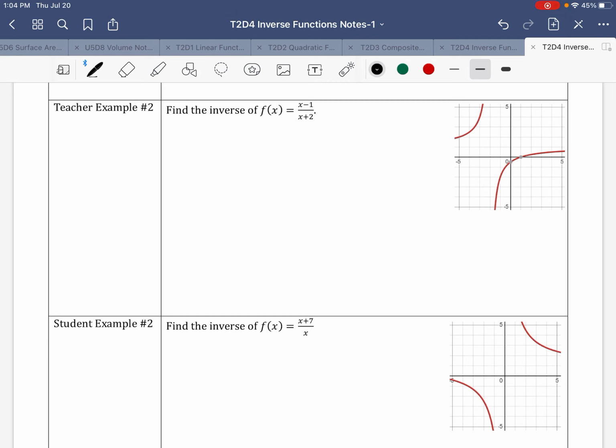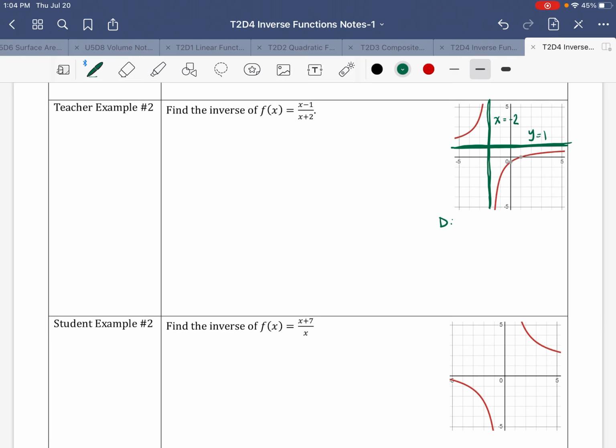Now, for teacher example number 2, we have the function f of x equals x minus 1 over x plus 2. Now here, what you'll notice is we have a few asymptotes. So let's take a look at where our asymptotes fall. We have one horizontal asymptote that lies right here, so that's going to be y equals 1. And then there is a vertical asymptote right here, which is going to be at x is equal to -2. So the graph can never fall on those two asymptotes.